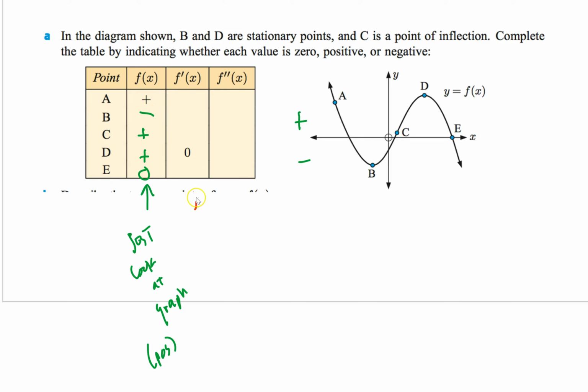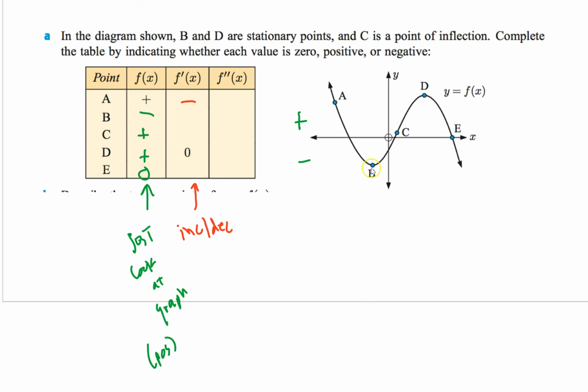Think about, what does f prime mean in what we've been doing? It tells us the increasing, decreasing. That's what it tells us. So all you want to do is look at, is it increasing or decreasing at that point? Look at A. Is that increasing or decreasing? Well, the graph's going down, so it's decreasing, negative.